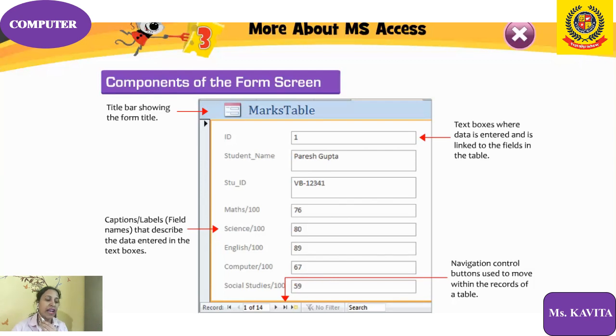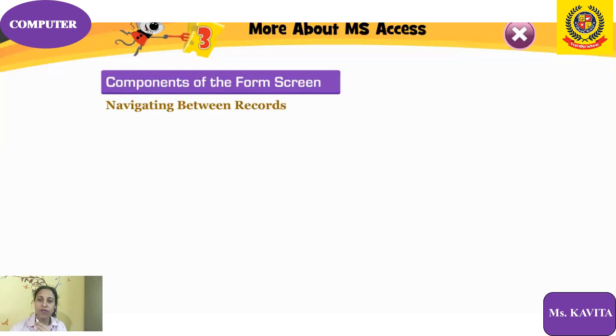First one is the title bar showing the form title, and next one, captions are given, science, maths. Caption, labels or field names that describe the data entered in the text box. And this one is the navigation control button used to move within the records of the table. Suppose you want to move within the records of the table, so the navigation button is used. So this diagram you have to draw. It is given in page number 45.